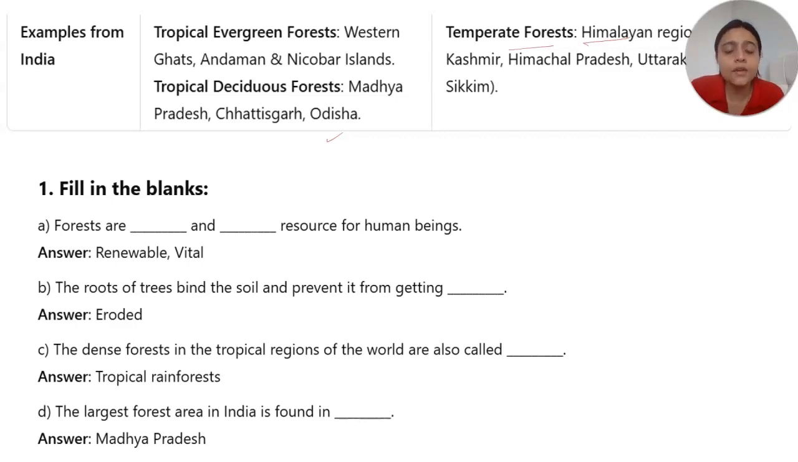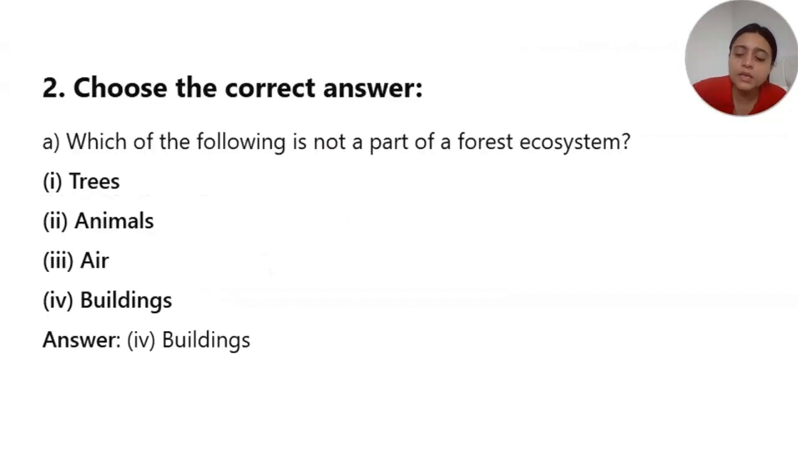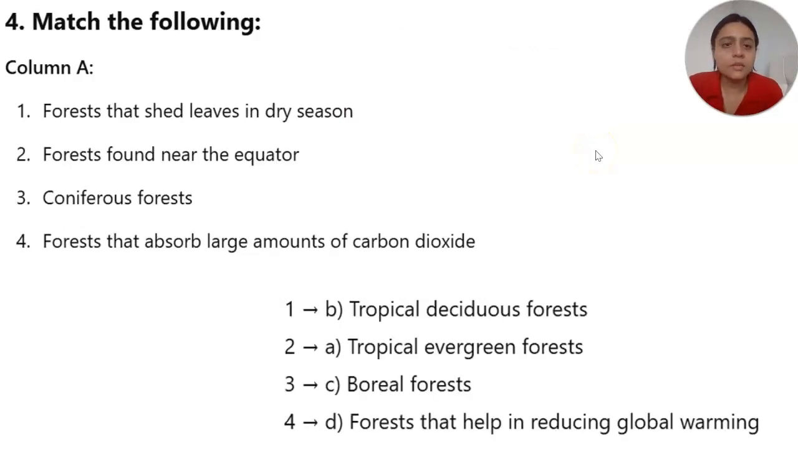Forests are renewable and vital resource for human beings. The roots of trees bind the soil and prevent it from getting eroded. So binding or anchor is the same thing. Okay, so trees help in binding up the soil, so that is why it helps in reducing the soil erosion. So these are some of the NCERT solutions or exercises.